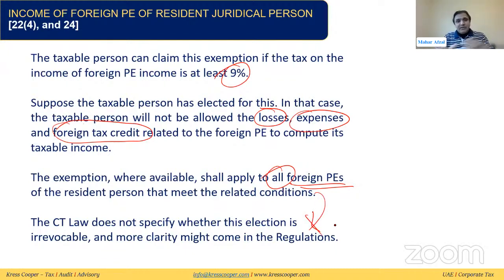The fourth condition is basically, if a resident taxable person has a PE outside the UAE, a foreign PE, the resident person can elect that the income and related expenditure of that foreign PE should not be considered. If it has been accepted, then in this situation, the losses, expenses, and foreign tax credit of the foreign PE will not be allowed. The major condition is that the income of the foreign PE is subject to tax at least 9%. And it will be applicable on all foreign PEs of a resident person that meet the related conditions.